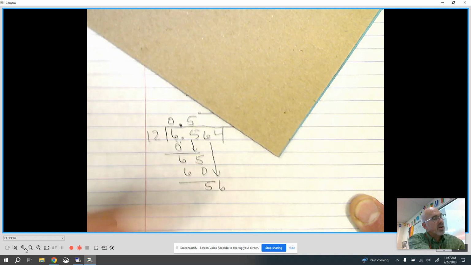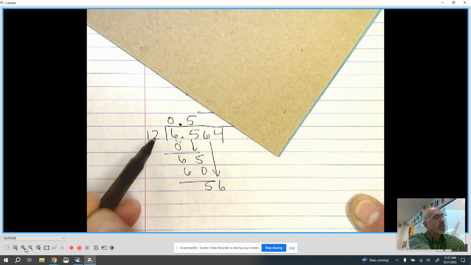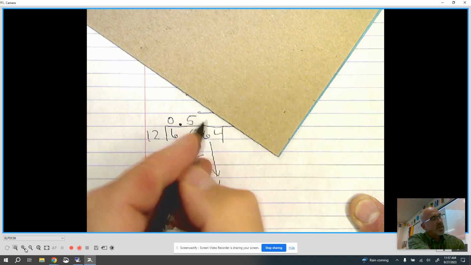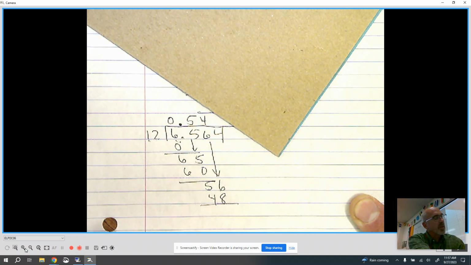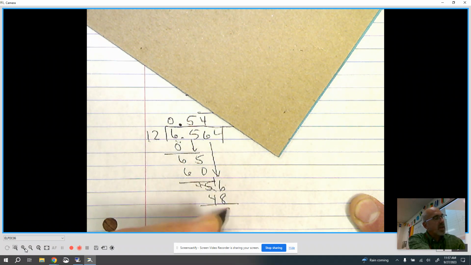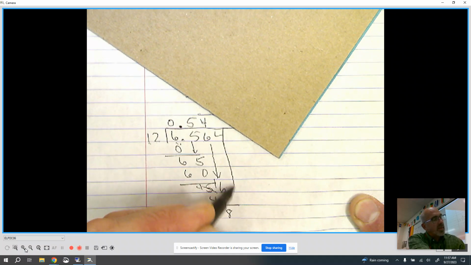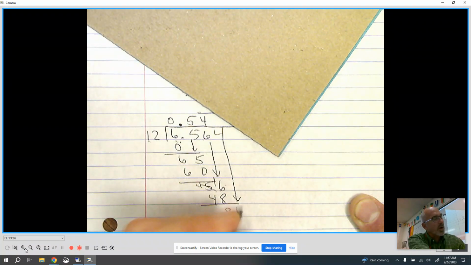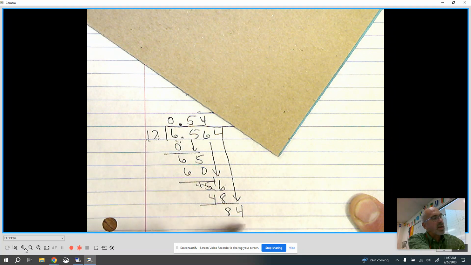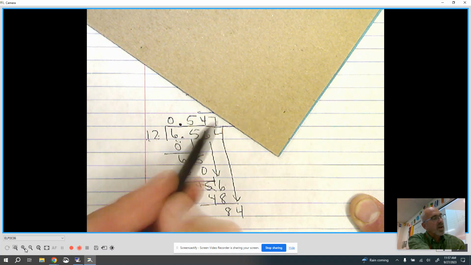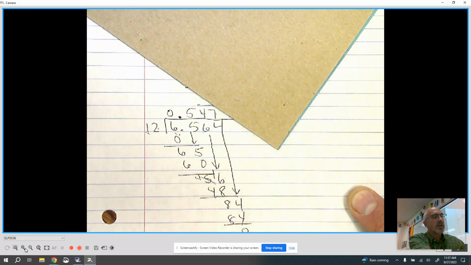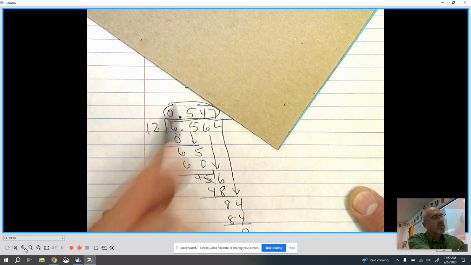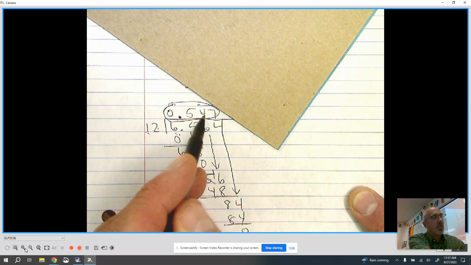Then we bring the 6 down. How many times does 12 go into 56? That's 4 times. 4 times 12 is 48. And when we subtract, we get 8. And then we bring down the 4. How many times does 12 go into 84? 7 times. 7 times 12 is 84. And when we subtract, we get 0. So our answer is 0.547.